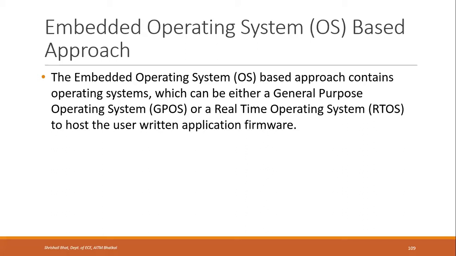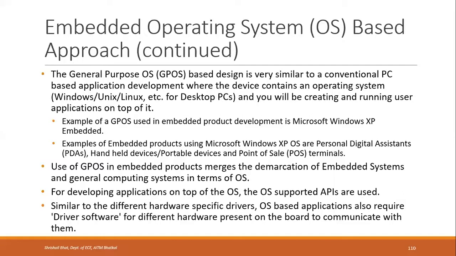The next kind of approach in embedded firmware design is the embedded OS based approach, or embedded operating system based approach. In this particular approach, we use an operating system, and that operating system can either be a general purpose operating system, that is GPOS, or a real time operating system like RTOS, to host the user written application firmware. So depending on our applications, we can use either of these, that is general purpose OS or real time OS.